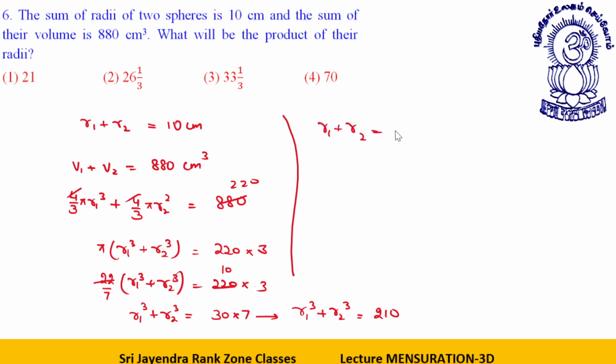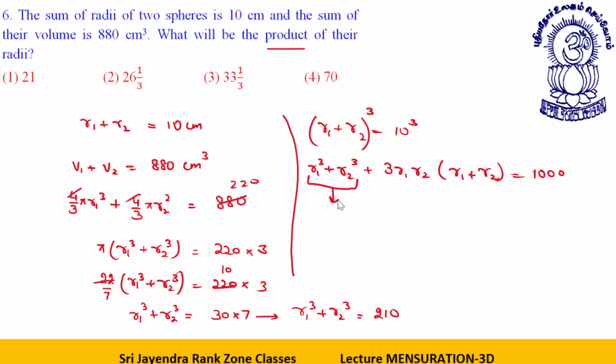Now you have two numbers, r1 plus r2 is equal to 10 and r1 cube plus r2 cube is equal to 210. Now what do you require? You require the product of their radii. In order to get the product of their radii, I will start by cubing both sides. r1 plus r2 whole cube is equal to 10 cube. This will be like a cube plus b cube plus 3ab in the bracket a plus b, and this will be 1000.